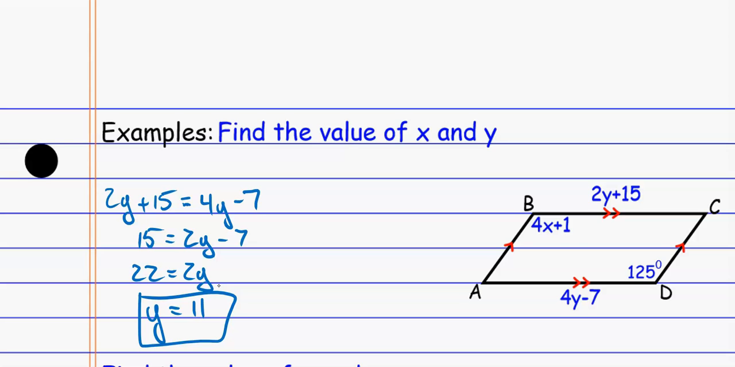And then if I look at the angles that are labeled, B and D, those are opposite angles. And the thing I know about opposite angles is that they are congruent. So I can say that 4x plus 1 equals 125. And I solve, I subtract that 1 from each side. And then I divide by the 4. And I end up with x equals 31. Okay?